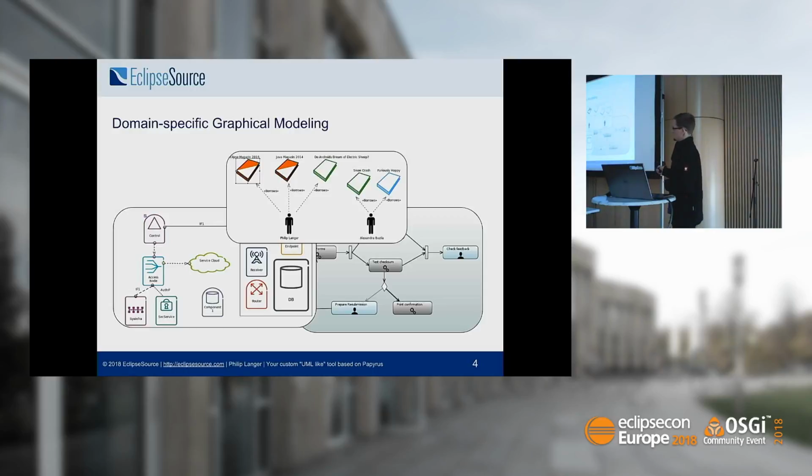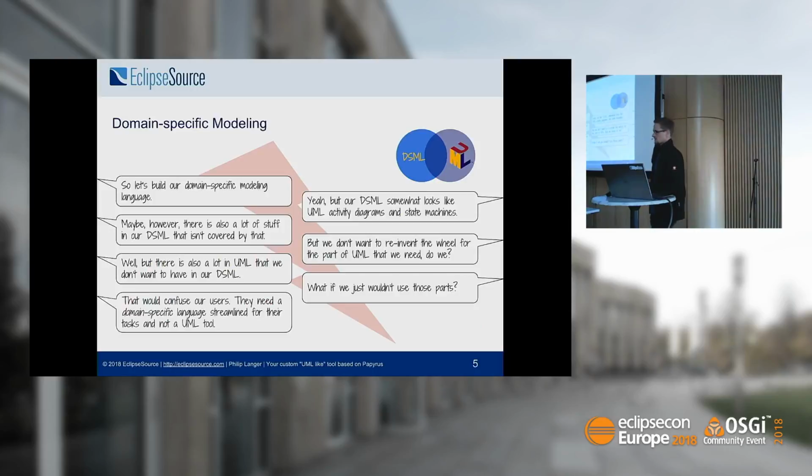So with this in mind, when we usually go to organizations and everyone is on board that we would like to create a domain-specific modeling language, usually this kind of discussion arises. It usually starts with analyzing the domain-specific modeling language you would like to create, and then someone points out, completely correctly, that there is a part in it that looks a lot like, let's say, UML activity diagrams or UML state machines, or choose whatever your favorite UML diagram type is.